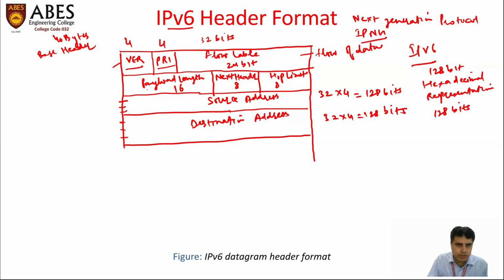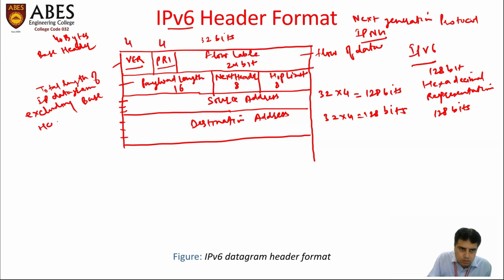Next 16-bit field is the payload length. This is a 2-byte field which defines the total length of the IP datagram excluding the base header. So in this, the size of the header is fixed, that is 40 bytes, and this payload length defines the total length of the datagram excluding the base header.